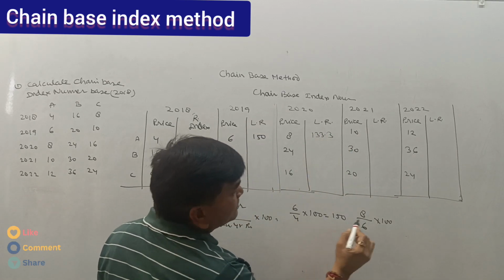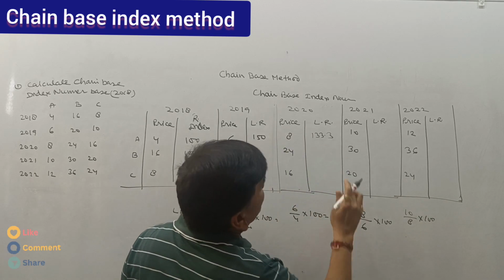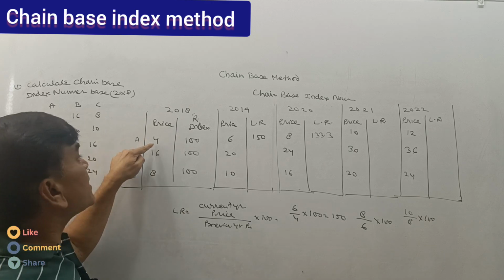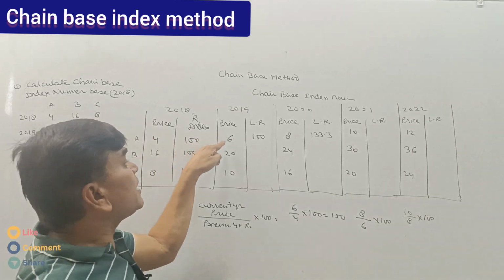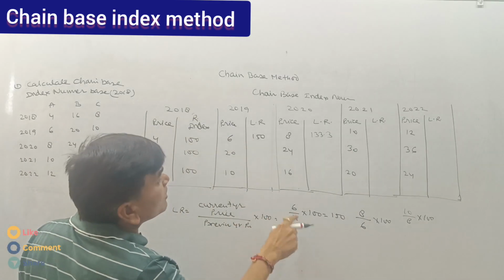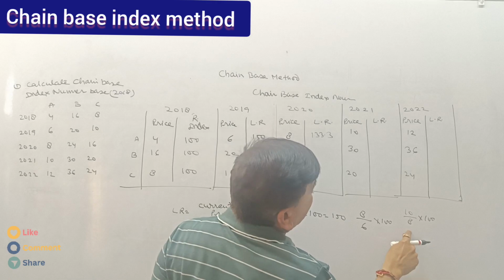For next year, 10 divided by 8 multiply by 100. That is, current year price divided by previous year price, that is the chain base index. Not a fixed base: for 4 for each, for 6 the base is 4, for 8 the base is 6, for 10 the base is 8.